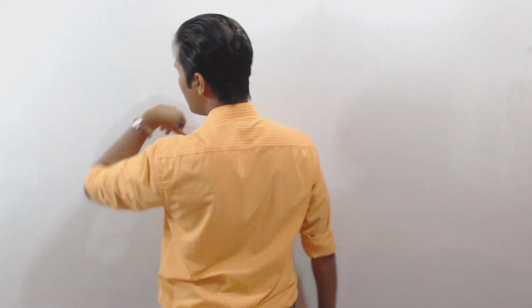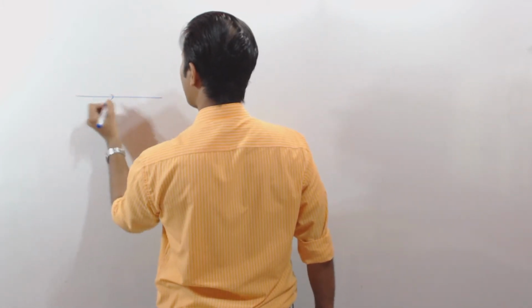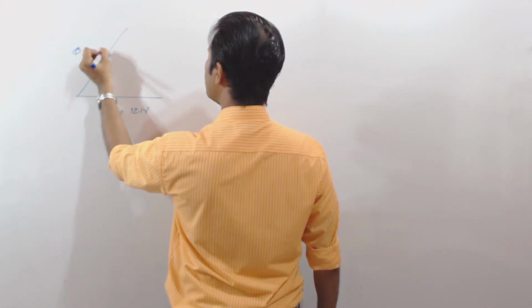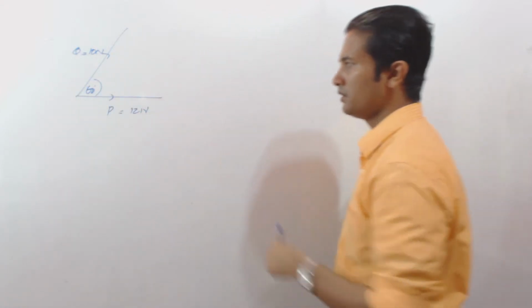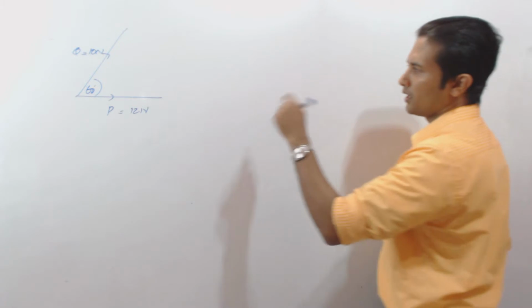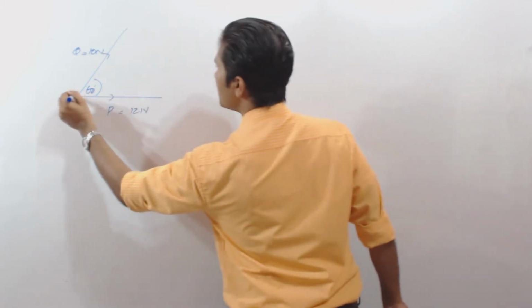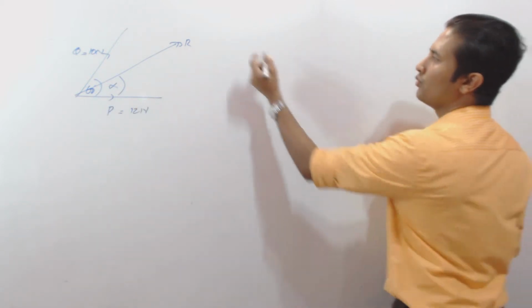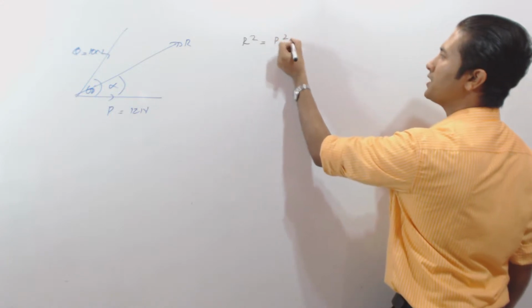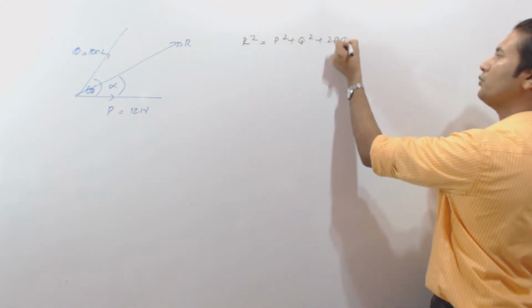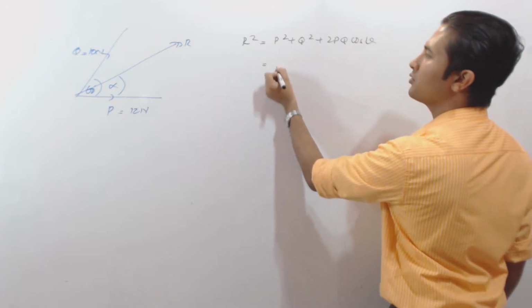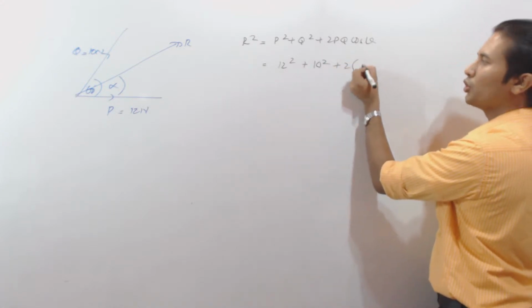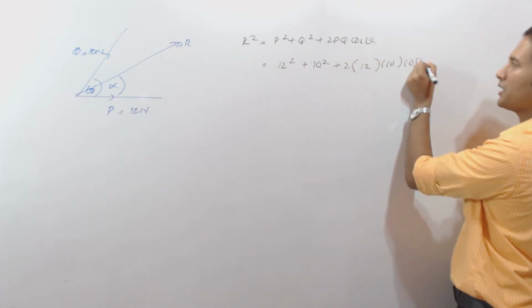For example, now we can consider a vector P is 12 newtons and vector Q is 10 newtons and the angle between those as 60. Then you have to find the resultant and alpha. Now what you have to do? Use R square equals P square plus Q square plus 2PQ cos theta. So P equals 12, 12 square, Q equals 10, 10 square, 2 into 12 into 10 into cos 60.